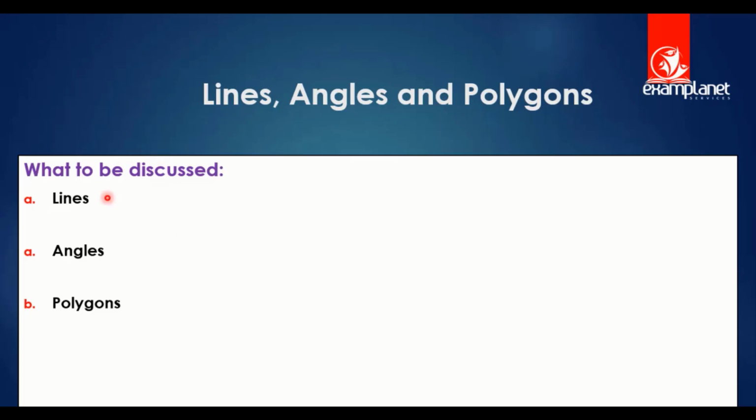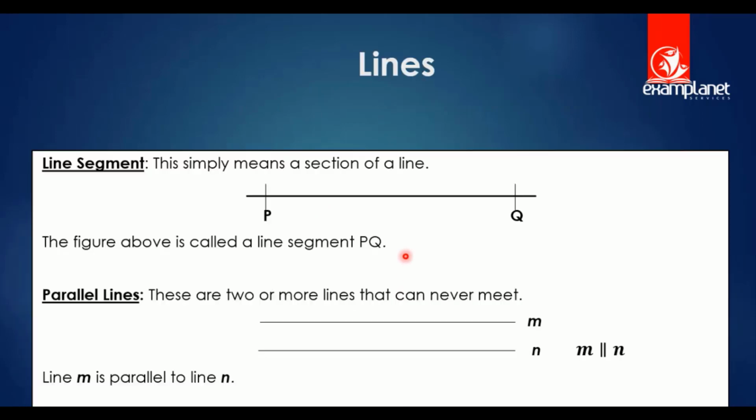Now under lines, angles, and polygons, we'll be looking at lines, angles, and also polygons, just as we have in the topic. So now, lines. First thing we have here is what we call a line segment. And what is a line segment? This is simply a section of a line. So in GRE quantitative reasoning, we usually come across this phrase, line segment. A line is something that has no end, an unending thing. So we don't just call it a line in GRE, they call it a line segment. It's just a section of a line.